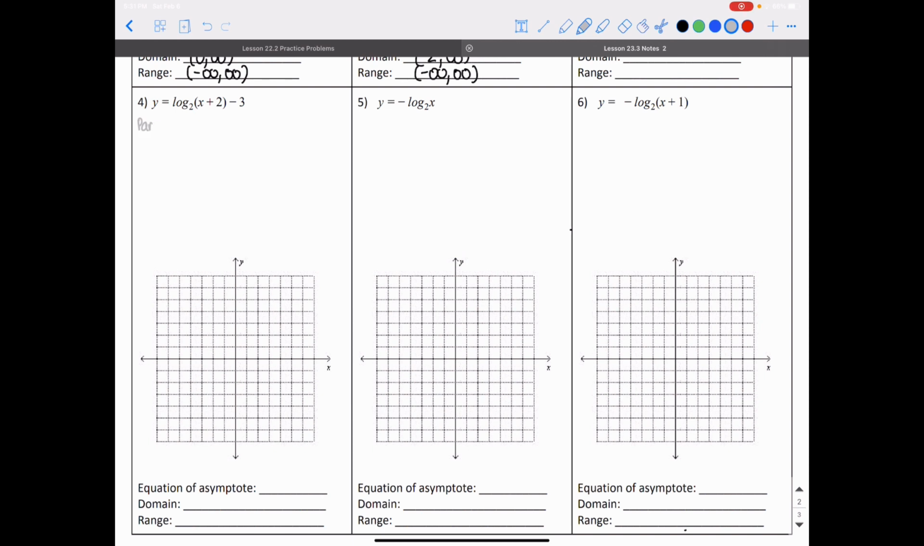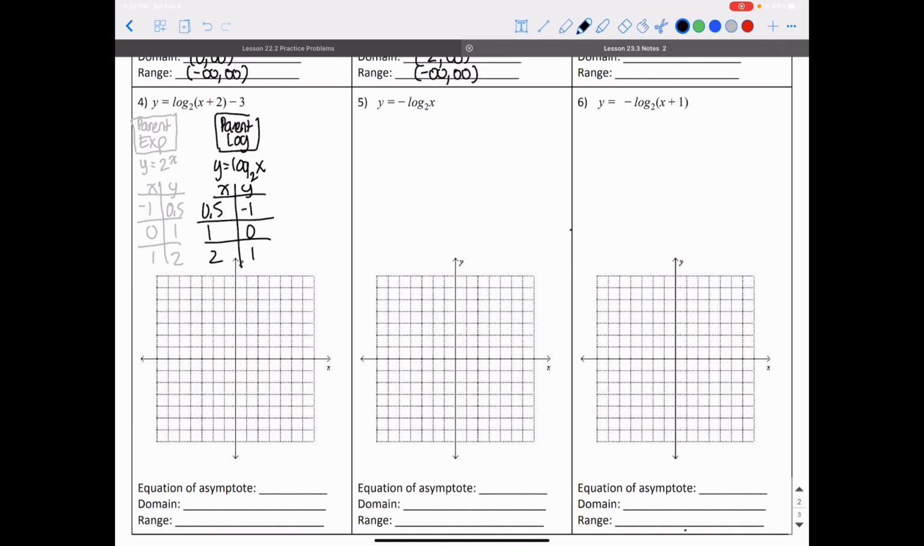My parent exponential again is base 2, so y is equal to 2 to the x power. Same thing as I had before, -1, 0, and 1. I have 0.5, 1, and 2. If I find my parent log from that, I'm going to have y is equal to log base 2 of x. That is going to be 0.5 and -1, 1 and 0, and 2 and 1.